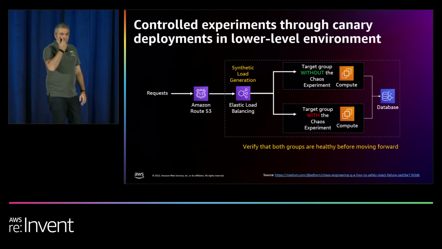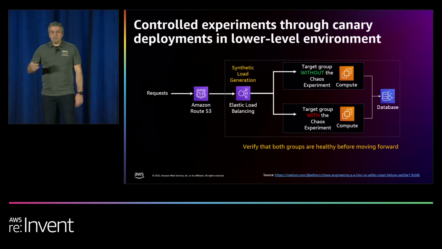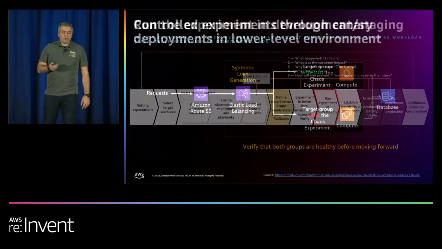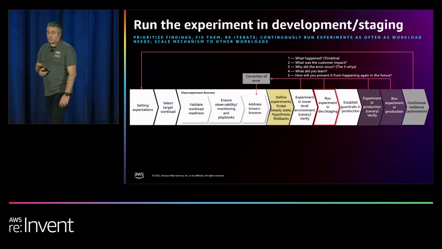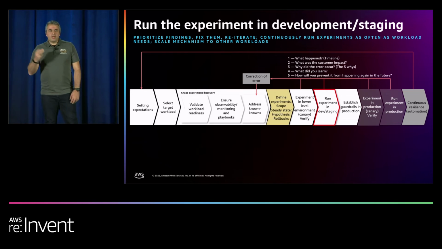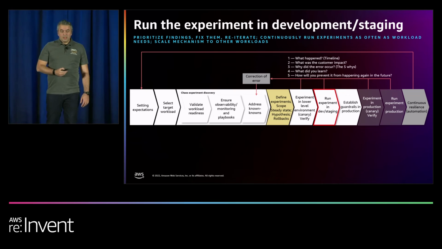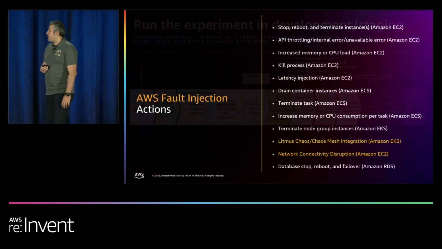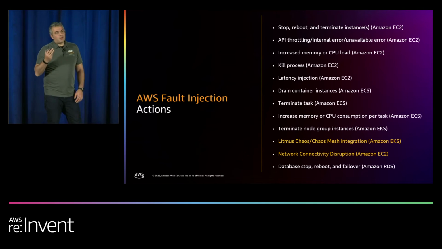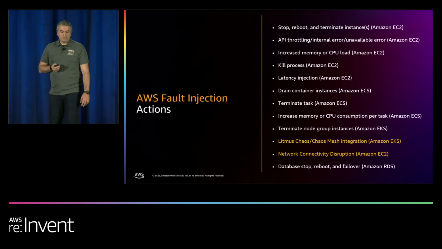So once we prime the experiment and we see that control and experimental group are healthy, and I see the steady state, I can move on and think about running the experiment itself. Now, running a chaos engineering experiment requires great tools that are safe to run the experiment. And so when you're thinking about tools, there are various out there that you can use and consume.